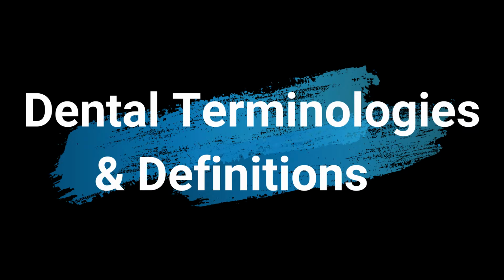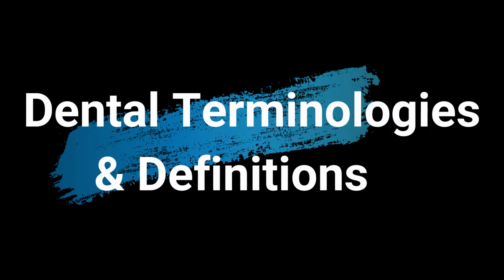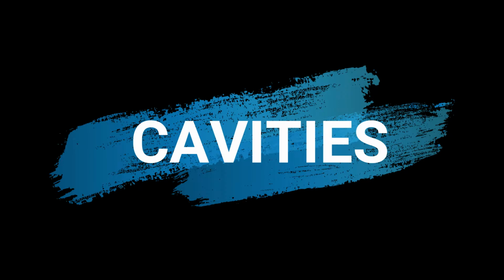First, take note of these dental terminologies and definitions. Cavities. Cavities are holes or structural damage in the two outer layers of a tooth called the enamel and the dentin. The enamel is the outermost white hard surface and the dentin is a yellow layer just beneath the enamel. Both layers serve to protect the inner living tooth tissue called the pulp, where blood vessels and nerves reside.